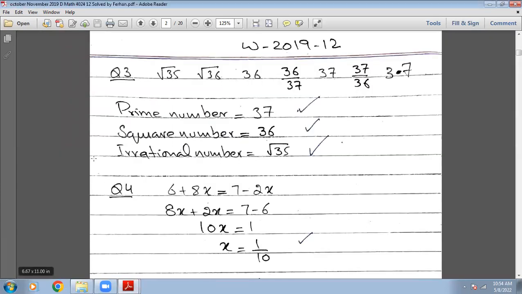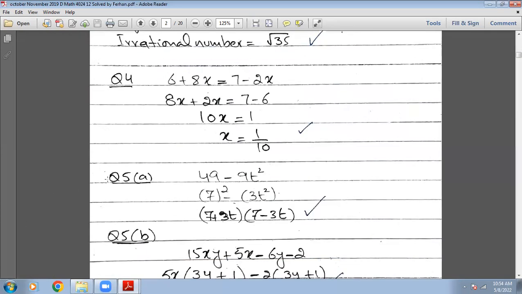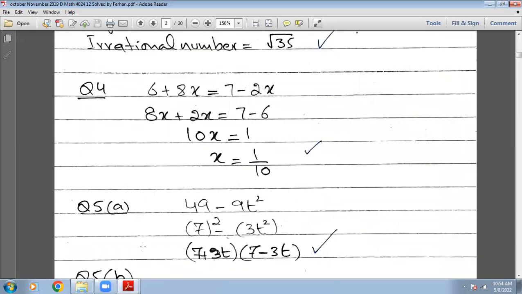Let me show you. The prime number will be 37, the square number will be 36, and the irrational number will be root 35. Why root 35? Because it is root 5 multiplied by root 7. So under the square root, if you have prime numbers or the product of prime numbers, that will be an irrational number. Hope you understand, and let's go to the next question.